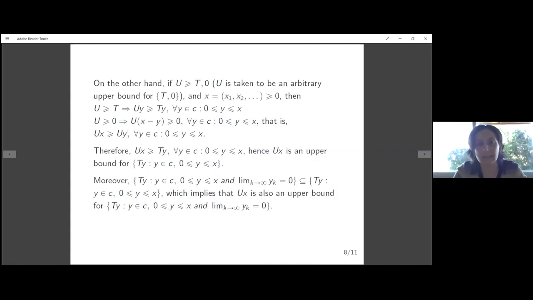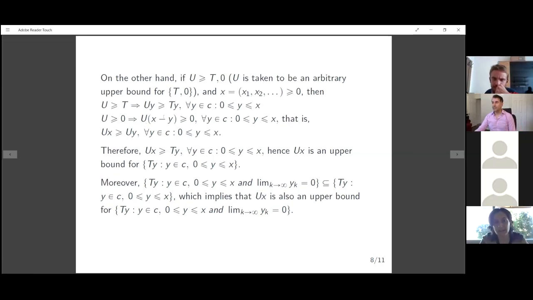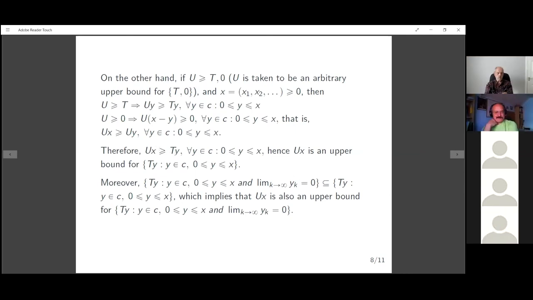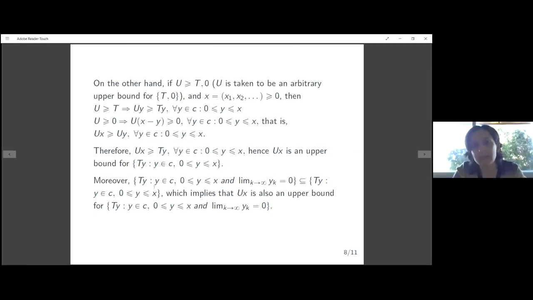Again, we take another upper bound for T and 0. This is U. And since U is greater than or equal to T, we get that for any Y between 0 and X, UY is greater than or equal to TY. U is greater than or equal to 0 gives that UX is greater than or equal to UY for every Y between 0 and X. Combining these two inequalities, we get that UX is greater than or equal to TY for every Y between 0 and X. And this means that UX is an upper bound for all those values TY where Y is between 0 and X.